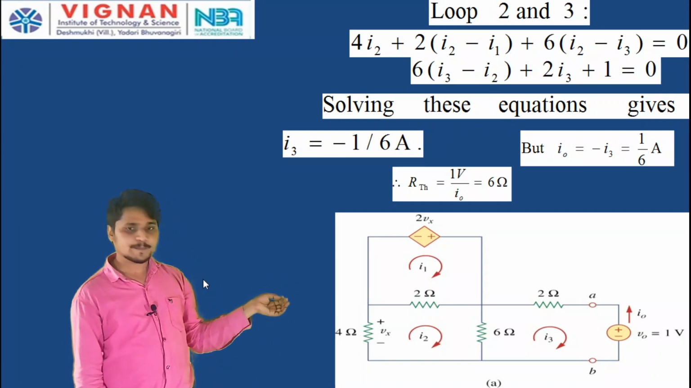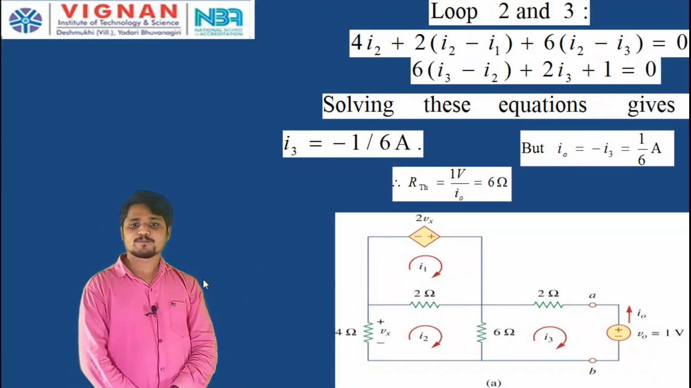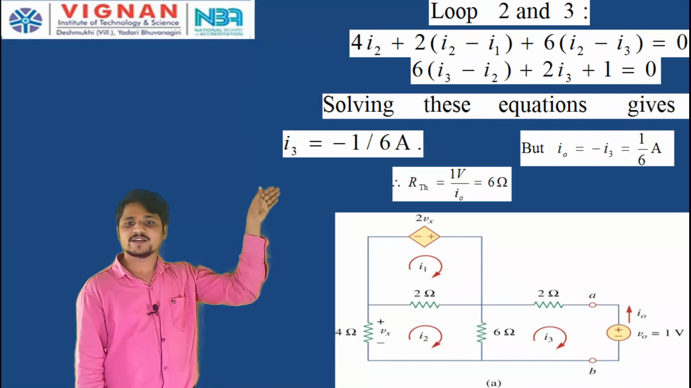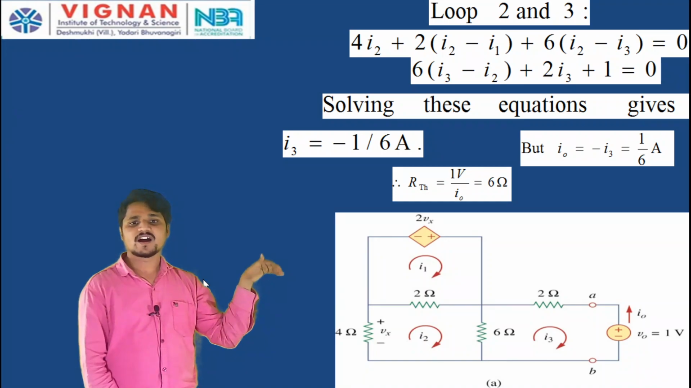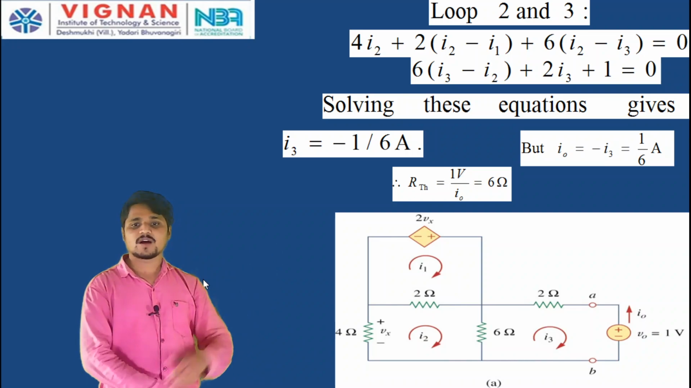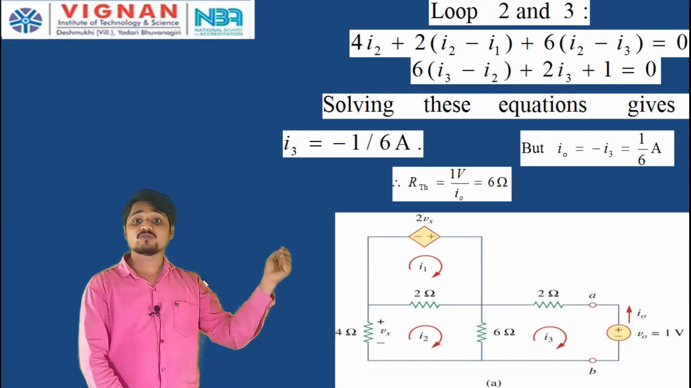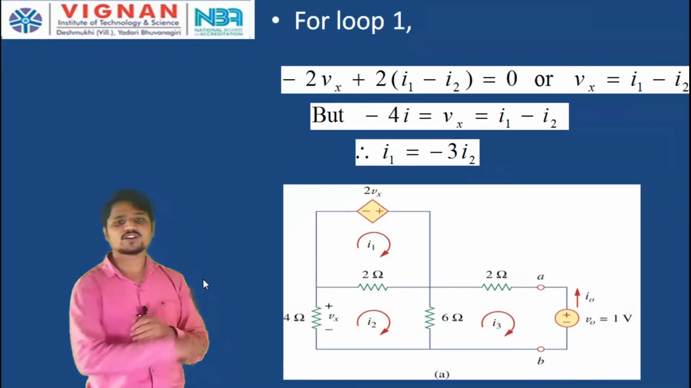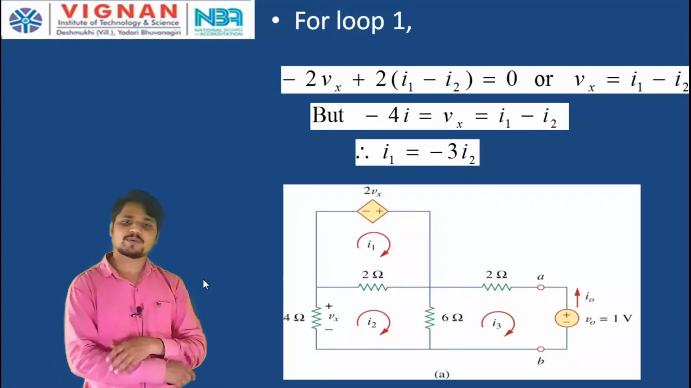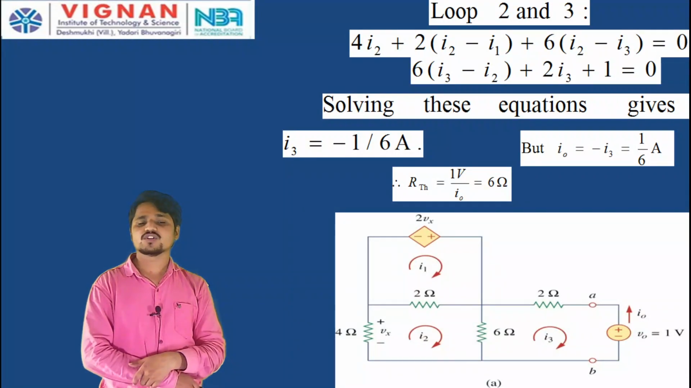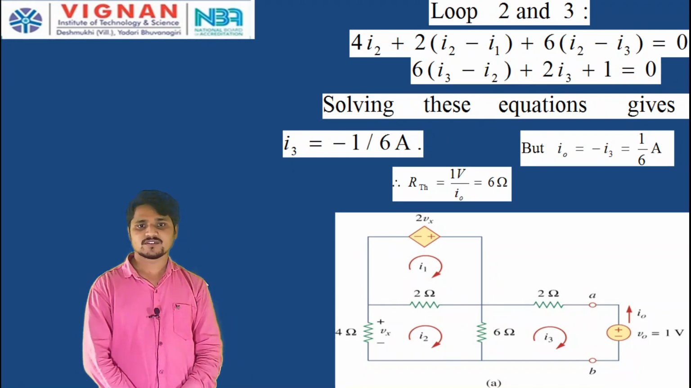Next step is to apply the Kirchhoff voltage law in mesh 3. Now, mesh 3 is the reference. So, 6 into I3 minus I2, in this case I3 is entering and I2 is leaving, therefore, 6 into I3 minus I2 plus 2 into I3, the voltage drop in this 2 ohm resistor, plus the 1 volt we have applied, equal to 0. So, now we have 3 equations: one is I1 is equal to minus 3 I2, then the second equation and the third equation. 3 equations, 3 unknowns, you can easily solve them, then you will get I3 is equal to minus 1 by 6 amperes.